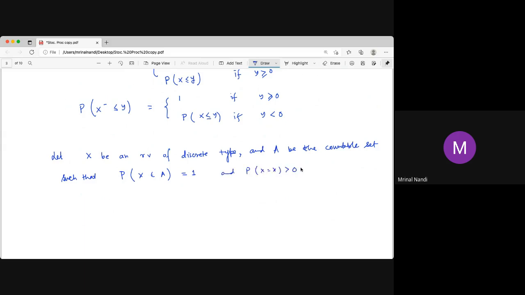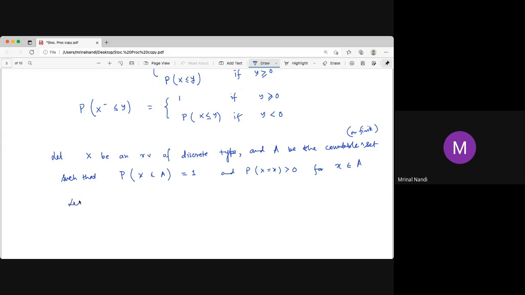We take only the positive part, and that is at most countable, maybe finite, for x belongs to A. If it is a discrete random variable, it may be countably infinite or finite, since we take only the positive probability part.